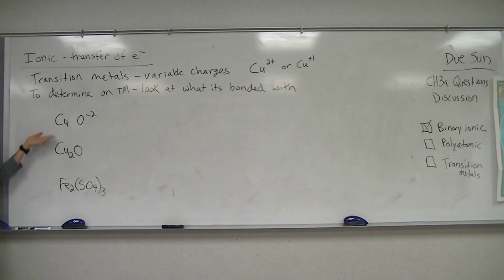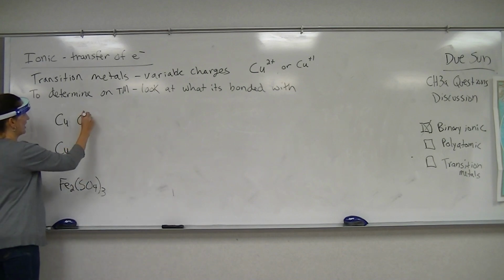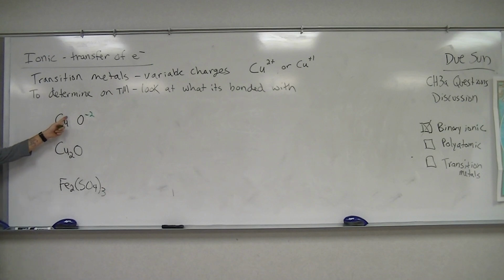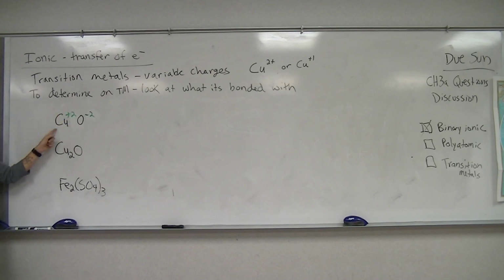And I said that these compounds are all neutral, right? They don't have a charge outside of them. So if they're all neutral, what does my charge on the copper have to be to cancel out this -2 charge? Positive 2. So based off of what it's attached to, I just figured out that the copper in this compound is the copper +2 ion. So we're using what's attached to figure it out.